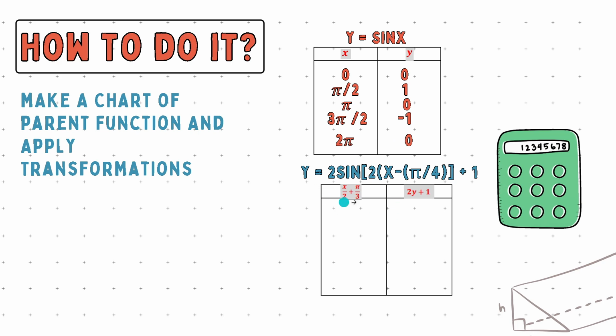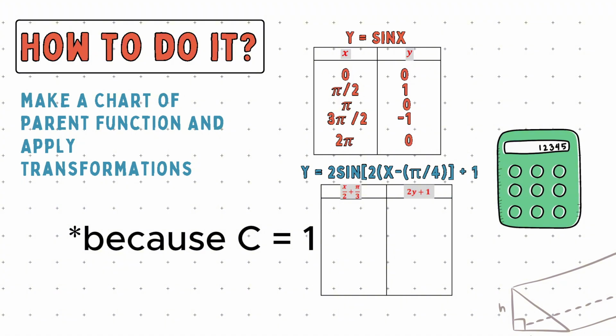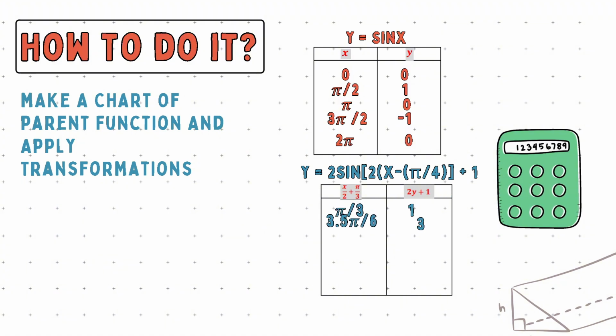So for the x side, the transformation that is going to be applied to these numbers is x divided by 2 plus pi over 4. How I got this is by dividing our x value by our k value and adding our d value, which is our phase shift. Next, for y, I got 2y plus 1 by multiplying y by our a value and adding 1. After putting in each value into our equation, you are going to be left with these numbers over here. Using these, we can plot a graph of the transformed function.